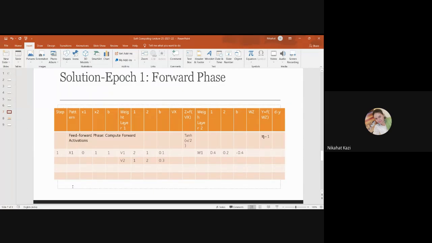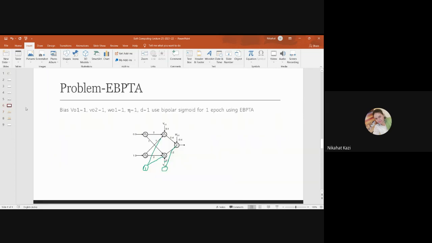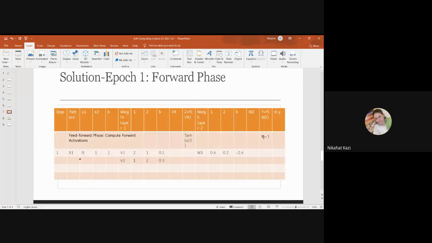So we will divide it into two tables. First is the forward phase table and second is the backward phase table. We are just going to follow the algorithm. First of all, let us compute the forward phase. Now for the forward phase, what is given to you is X, the input. If you go back to the network, input is 0, 1, plus there's a bias connection. So I have added that bias here. So 0, 1, and 1.